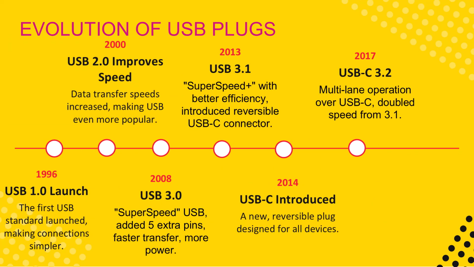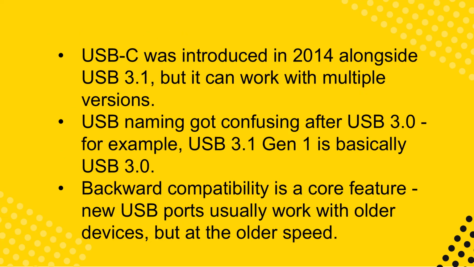Here is a timeline of the evolution of USB plugs. It was first introduced in 1998. USB-C was introduced in 2014 alongside USB 3.1, but it can work with multiple versions. Naming got confusing after USB 3.0. For example, USB 3.1 Gen 1 is basically USB 3.0. Backward and forward compatibility is a core feature. New USB ports usually work with older devices, but at the older speed.